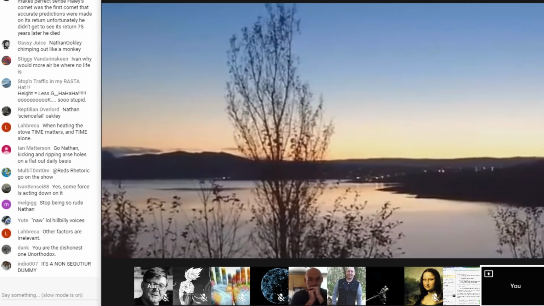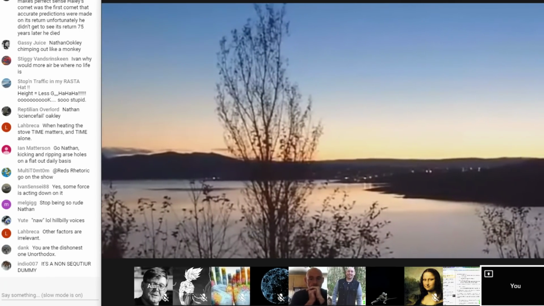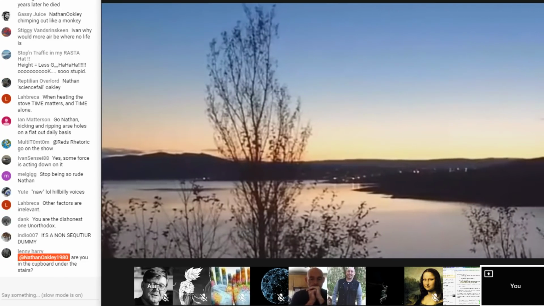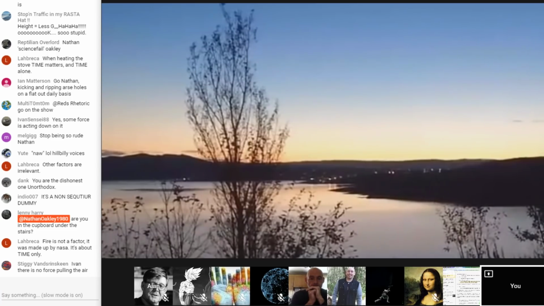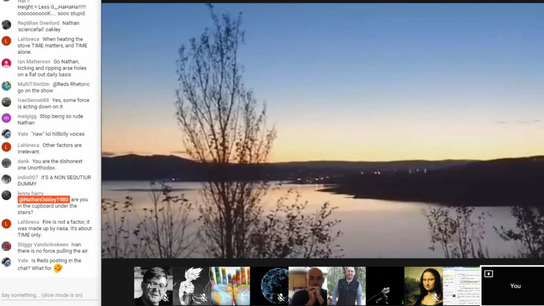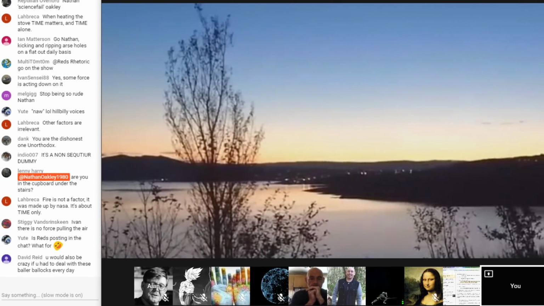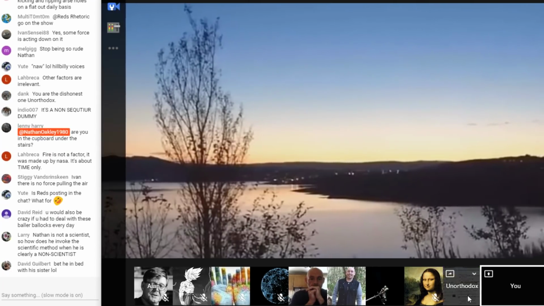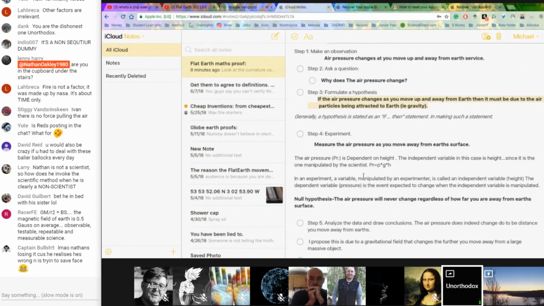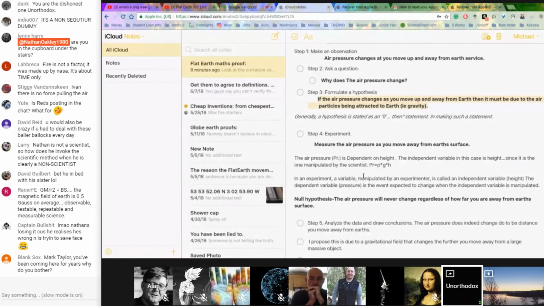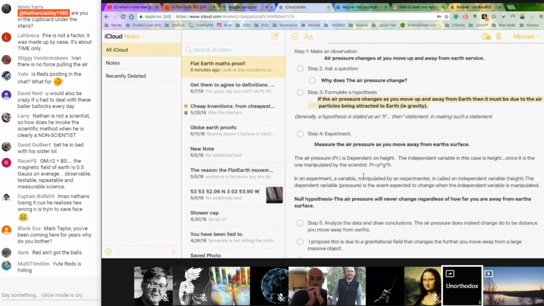Yeah. Look, I don't even mention height. If the air pressure changes as you move up and on, yeah, no, I just highlighted it. Listen, see what it says, step 4. See what it says step 4, experiment. Then you got in the line underneath in bold. Read the next line. Yeah, that's right. Height means you're away from Earth. The air pressure is dependent on height. Read the next line. In an experiment, a variable manipulated by an experimenter. The one above. Which one? That. The one above it. The one above. That's why I started reading.